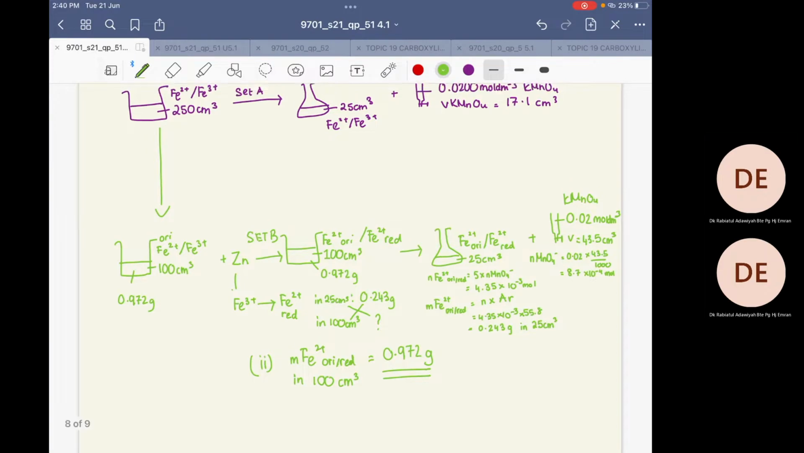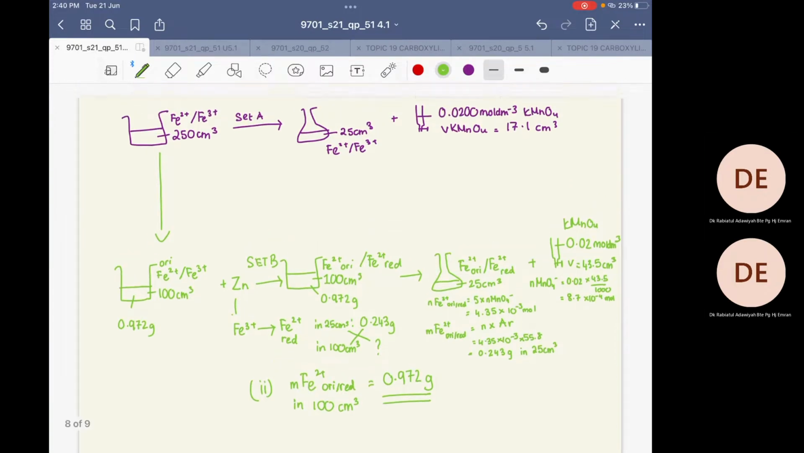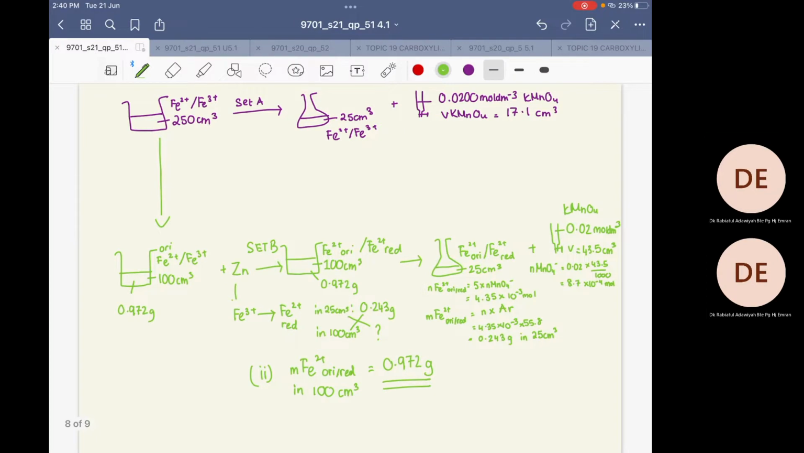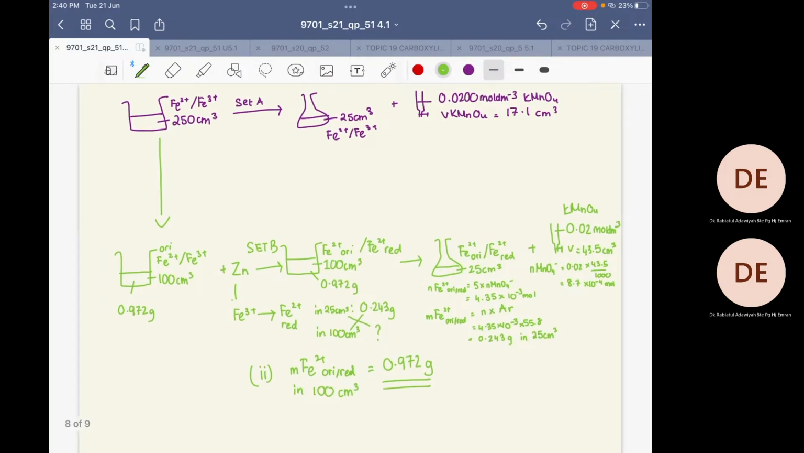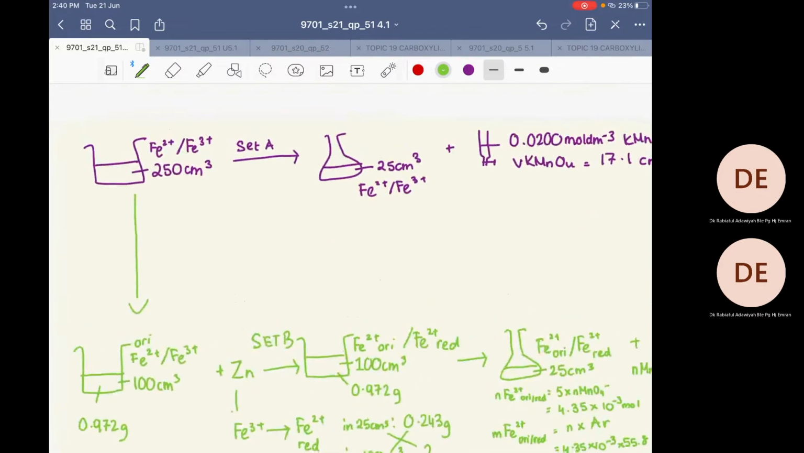Okay. Next is part 3. Calculate the mass of Fe2+ ions in the original solution using the appropriate average titer from part 1. Okay, so the question is a bit vague. Like, what do you mean by Fe2+ ions in the original solution? Okay, so you see here, set A.